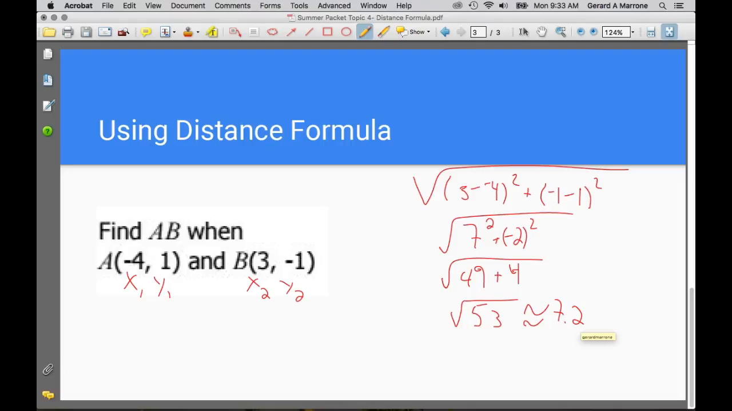That is all you need to do with the distance formula. You may see a couple different examples where you'll have to find the points on a coordinate plane, but you guys have experience with that as well.